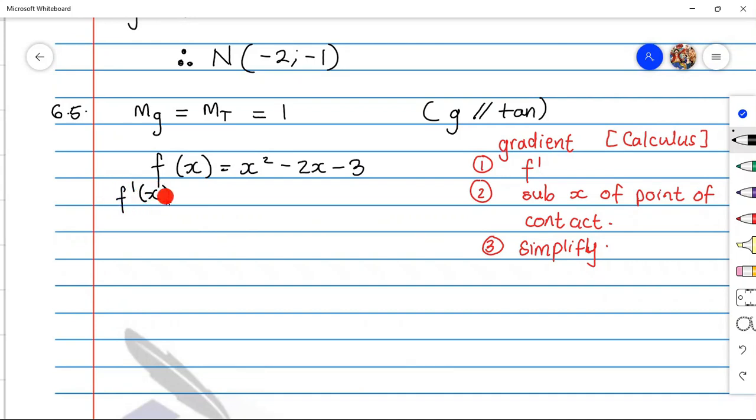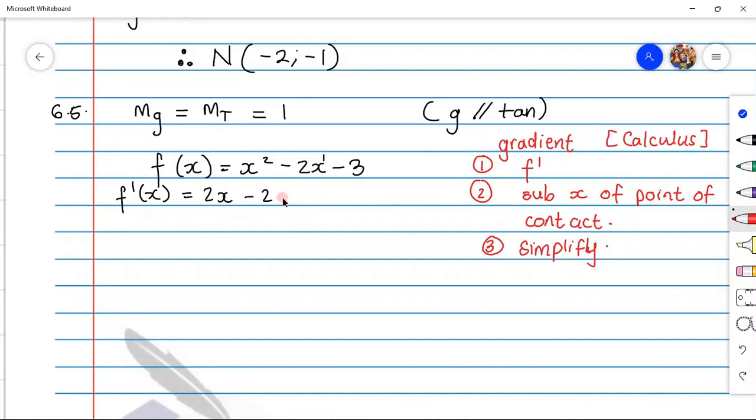So f prime of x is then equal to our exponent times our coefficient, which is 1 times 2. That is going to give us 2. Now we subtract 1 from our exponent, so 2 minus 1 is just 1. Now we move on to the next part. The exponent of x is 1, so 1 times negative 2 is negative 2. We subtract 1 from our exponent, so 1 minus 1 gives us 0. x to the power 0 is just 1. 1 times negative 2 is still negative 2. So our first derivative of f is 2x minus 2.